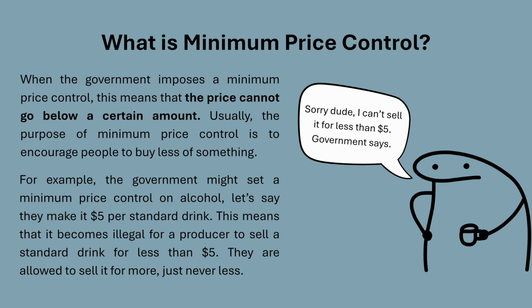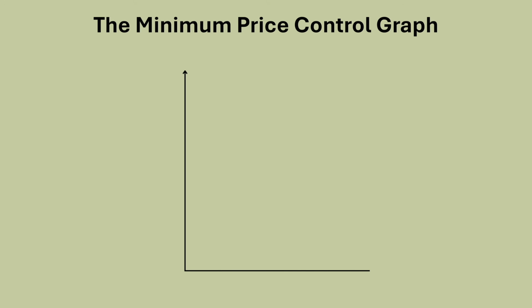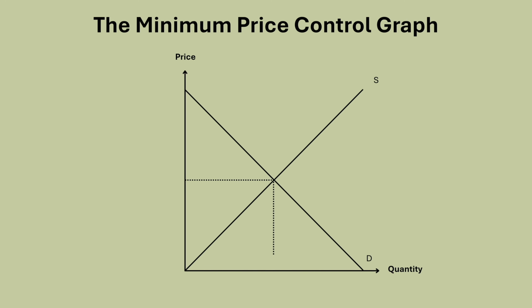Minimum price control can be shown on a graph. To draw a graph, we begin with the regular demand and supply graph, with price on the y-axis and quantity on the x-axis. We then draw in a horizontal line called the minimum price line, and we label this price P-min for minimum price. This is going to be above the market equilibrium, which is PE. So that means that we're selling this thing for more than it was under the equilibrium price. This is the minimum price that a producer must sell this thing for.